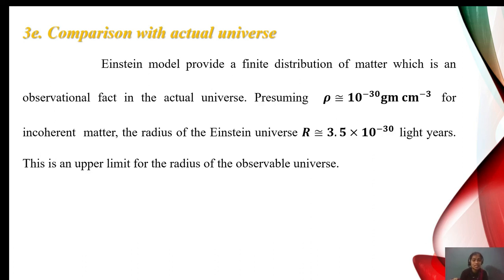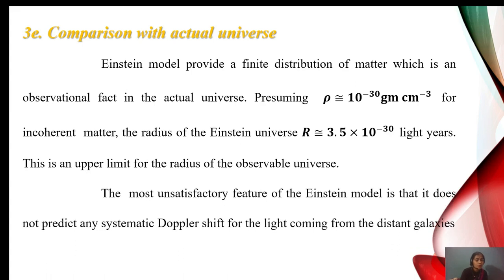The Einstein model provides a finite distribution of matter, which is an observed fact in the actual universe. If rho equals 10 to the power minus 30 gram per cubic centimeter for incoherent matter, the radius of the Einstein universe R is approximately 3.5 into 10 to the power of 9 light years. This is an upper limit for the radius of the observable universe.